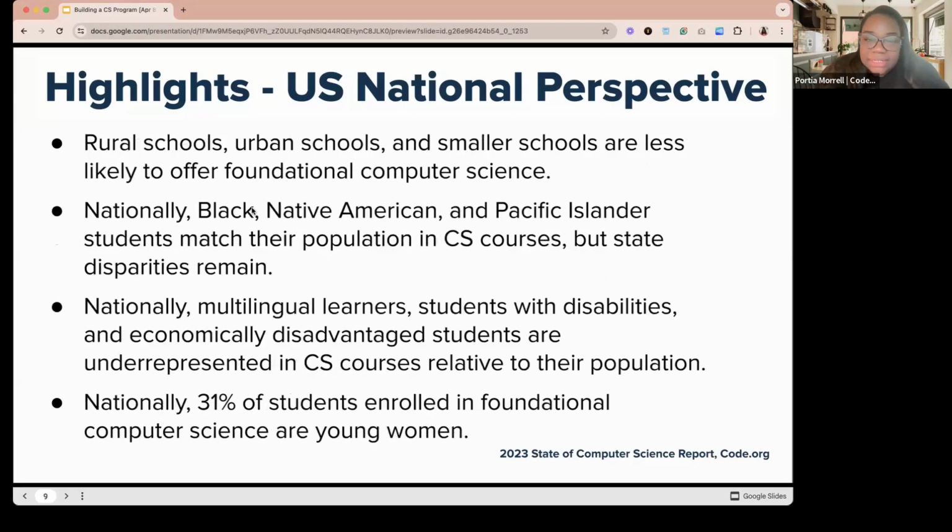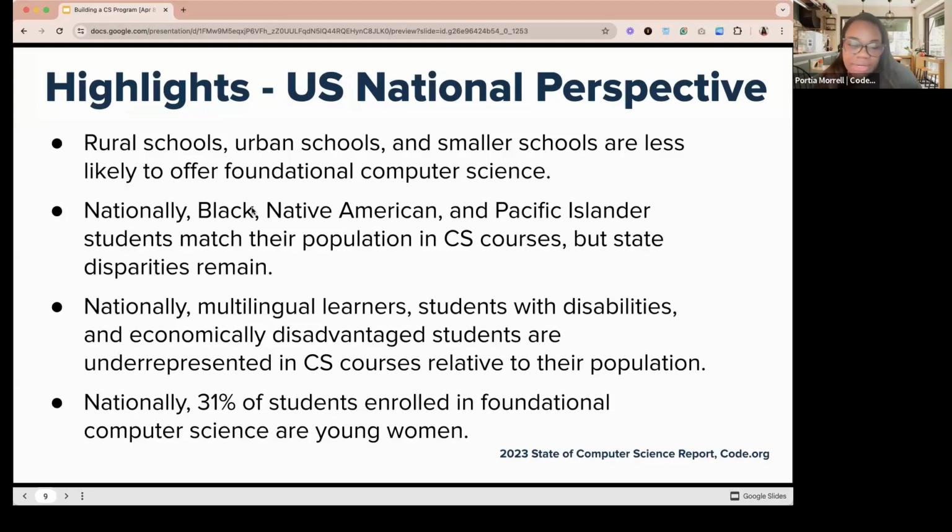All right, some other stats: rural schools, urban schools, and smaller schools are less likely to offer foundational computer science. Black, Native American, and Pacific Islander students do match their population in CS courses, but when we look at it on a state level, disparities remain depending on the state that you're in. And then multilingual learners, students with disabilities, and economically disadvantaged students are underrepresented in computer science courses relative to their population.